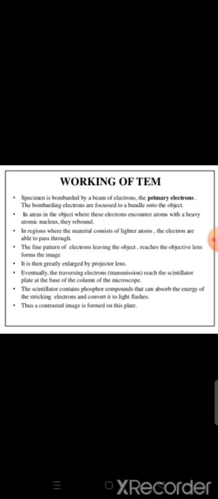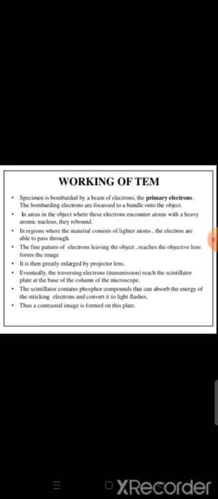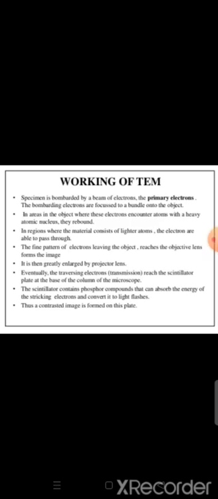Eventually, the transmitted electrons reach the scintillator plate at the base of the column of the microscope. The scintillator contains phosphor compounds that can absorb the energy of the striking electrons and convert it into light flashes. Thus, a contrasted image is formed on this plate.